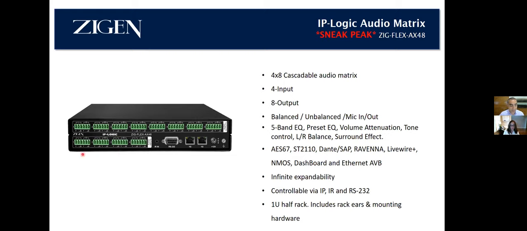Again, balanced on balanced. You could configure this for microphone input and output. And if you utilize this, then you won't need Zigen's Essentials box, because essentially the Essentials box is built into this audio matrix. Cascadable, you could have as many units as you want. So every time you're adding a unit into your network, you're adding another 4x8, and every one of them could be addressable. They all come with balanced, unbalanced input, 5-band EQ, volume attenuation, tone control.